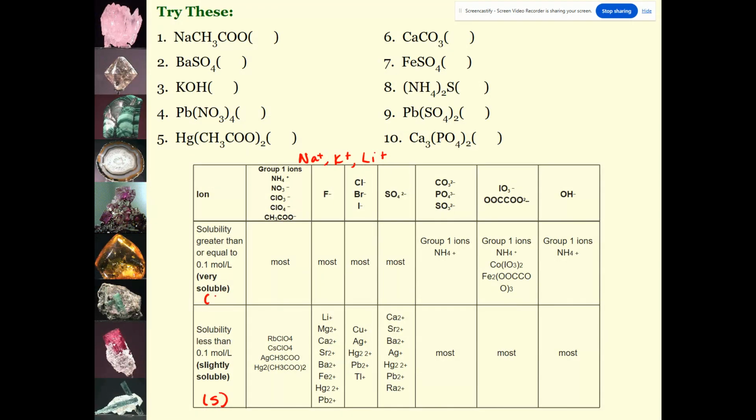So very soluble, again, are our aqueous ones. Slightly soluble are solid. Remember, again, the group 1 ions, the first column on your periodic table. So I'm starting with sodium acetate. The 2 ions in that compound are sodium, which is a group 1 ion, and acetate.